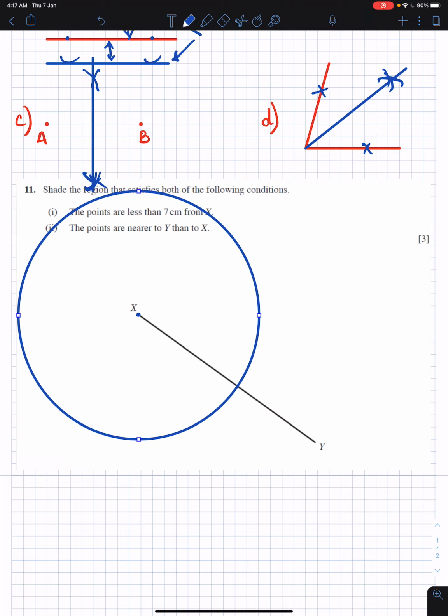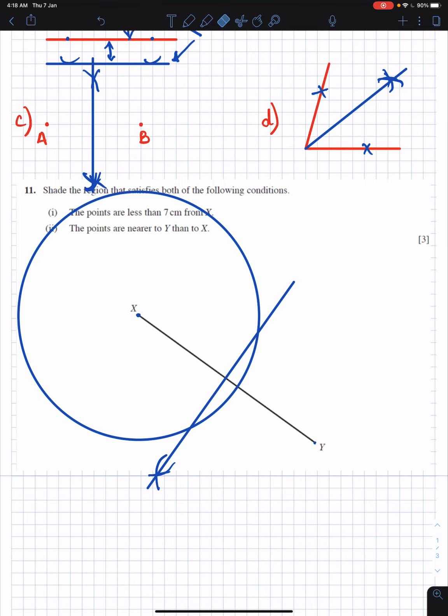And the second part is the points are nearer to y than x. So for this you need to make a perpendicular bisector. So that would be something like this. You put your compass on x and draw two arcs. Then you put your compass on y and draw two arcs. And then you join the two. Again, I am roughly drawing it because I don't know where your arcs will be. Let's say this is your perpendicular bisector.